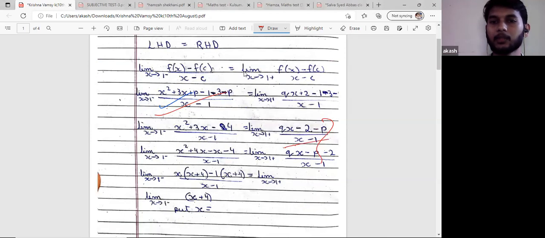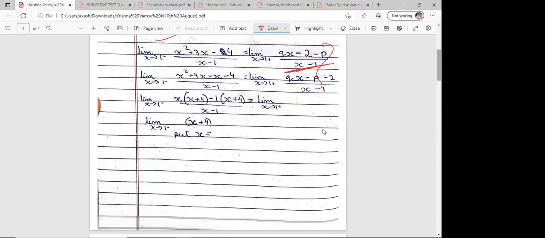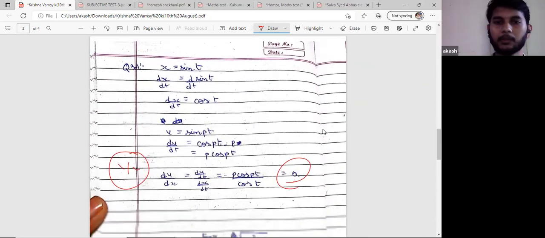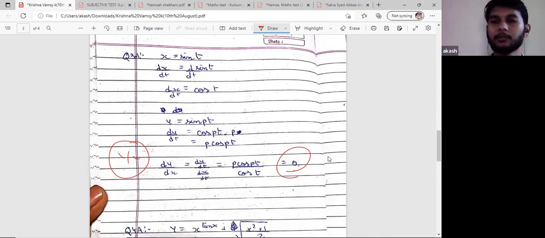You did not complete this question. You could not calculate the right hand derivative, right? Yes, sir. Okay. This was okay. You scored good. Here also, did you read the question?